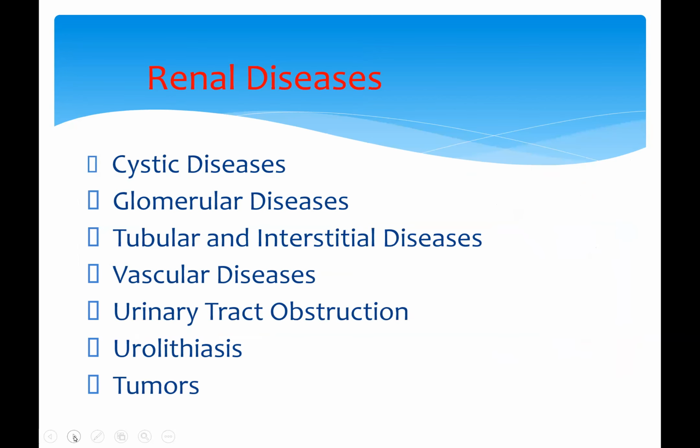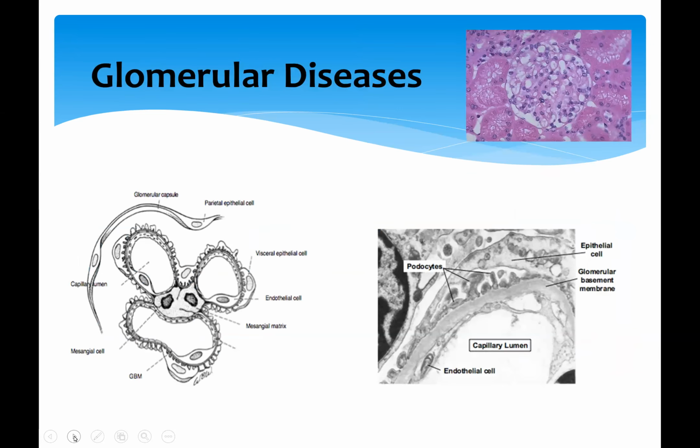Okay, let's try to proceed here. If you will open your book, the renal diseases there are classified into the following groups: cystic, glomerular, tubular and interstitial, vascular, urinary tract obstruction, urolithiasis or stones, and tumors.